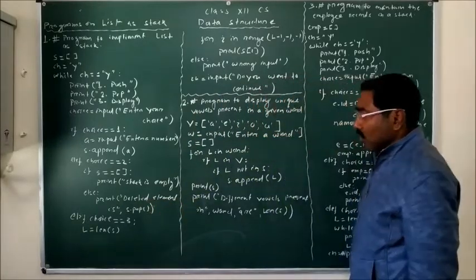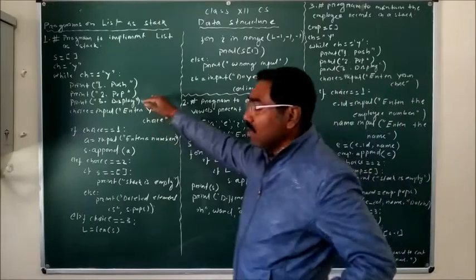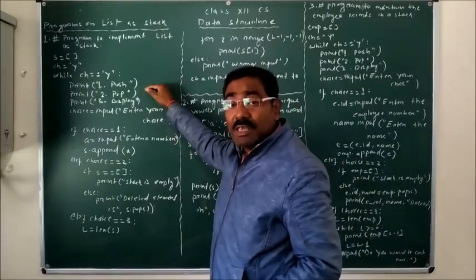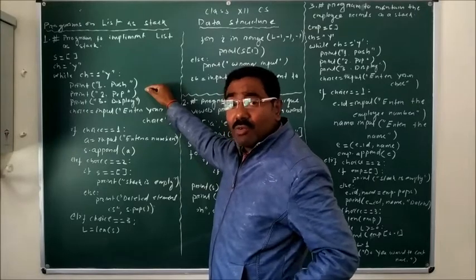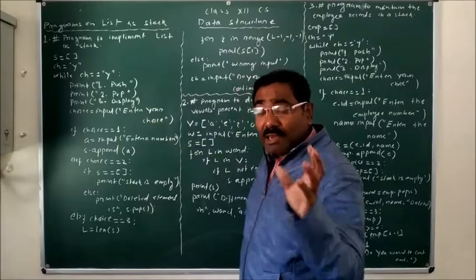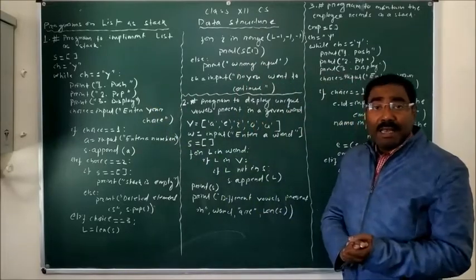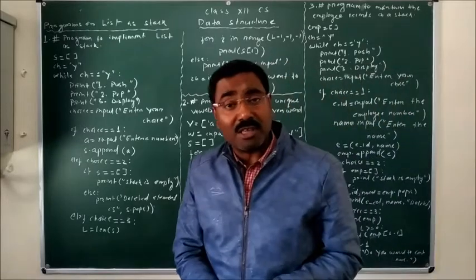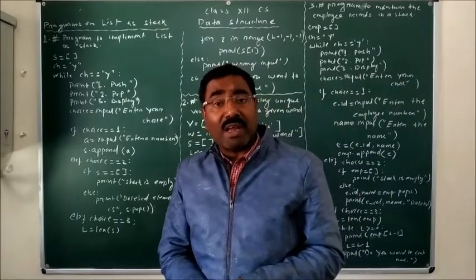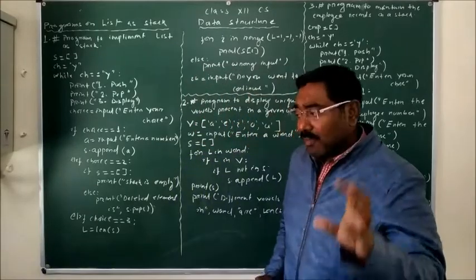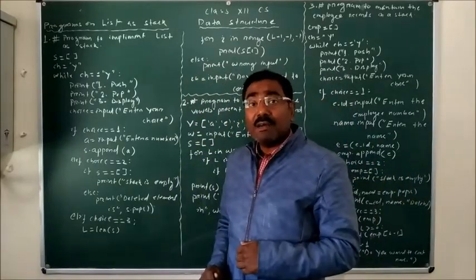Now come to choice 3. If I have entered 3 for the choice, then what happens here? We have to display the records, or the elements of the stack. For that we have to use the len function for finding the length of the list, or the length of the stack. That is the maximum number of values stored by the stack. After that, from the list we have to display the values.